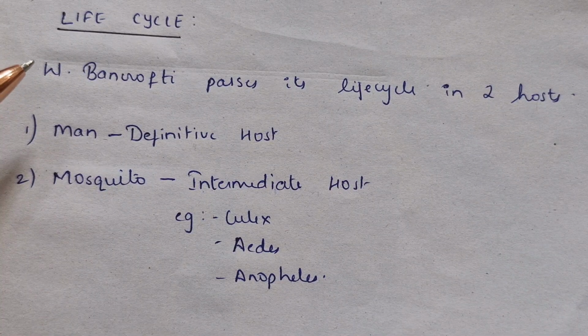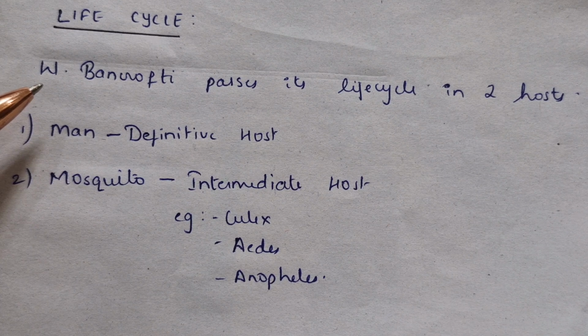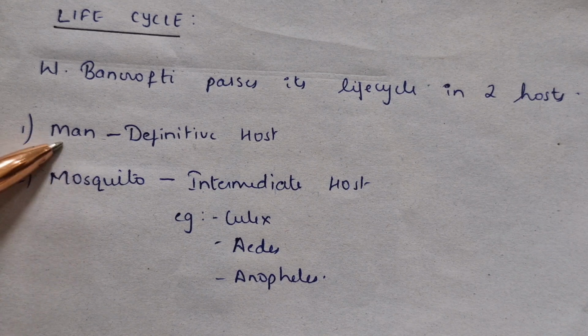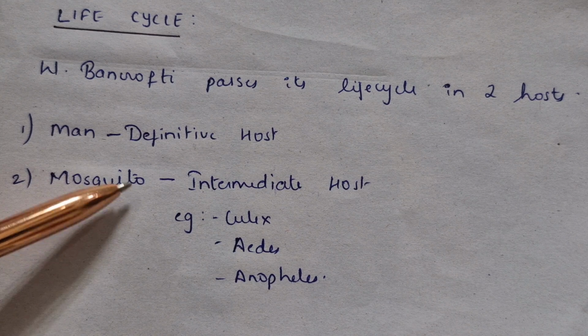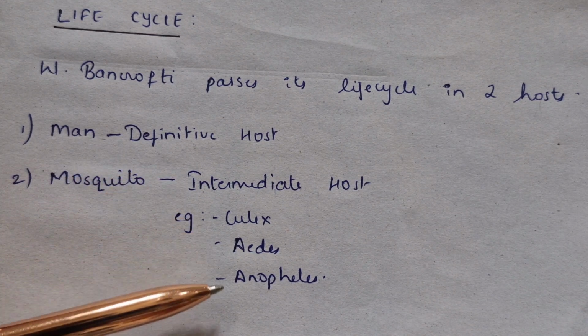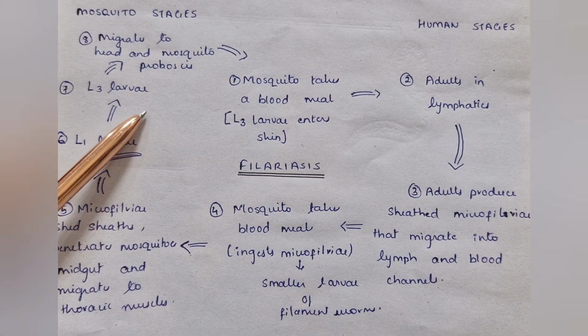Life cycle. Wuchereria bancrofti passes its life cycle in two hosts, that is, the man and the mosquito. The man is the definitive host and the mosquito is the intermediate host, for example, the Culex, the Aedes, and the Anopheles mosquito. Now let's see the life cycle.